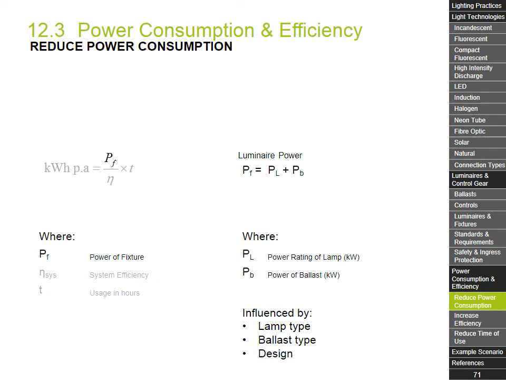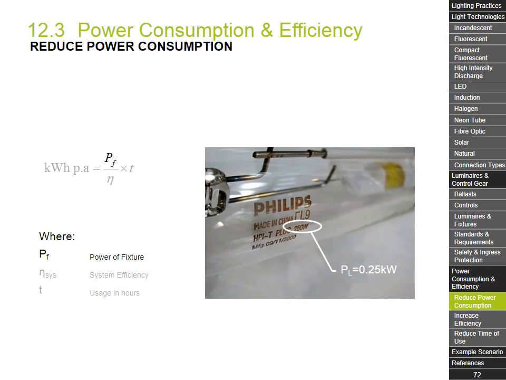Now let's look at reducing the power consumption of a lamp. The power consumption is essentially influenced by lamp technology, the type of ballast, and the lighting design. This image shows how to identify the power rating of a lamp. It should usually be written on the glass of the lamp, however some lamp types have the details written on the base.